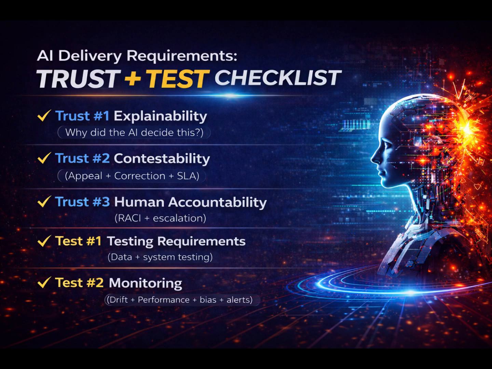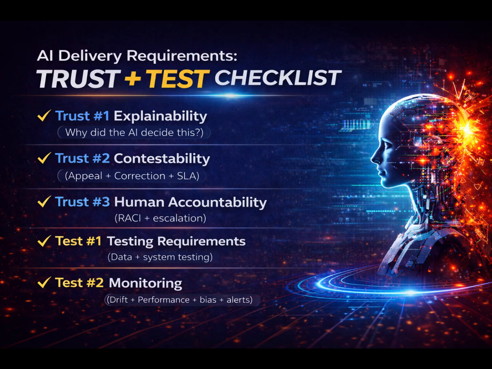Let's take a project example. Imagine you are deploying an AI system that auto-prioritizes customer support tickets. The goal is to reduce response time by 30%, but your trust and test requirements add safeguards. Explainability: show users why that ticket priority is what it is, billing issue, outage region, urgency keywords. Contestability: request review option with a 24-hour SLA. Human accountability: support lead can override priorities and a risk owner signs off on release.